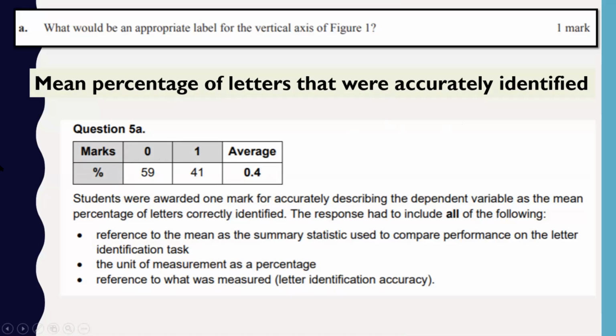If you just wrote an answer like this, let's get rid of the word mean, you just wrote percentage of letters that were accurately identified. Nah, that's a 0 because you haven't referred to the descriptive statistic that was clearly used in the scenario, which is the mean, okay? So just remember, you have to read every part of that scenario or case study that they give you.